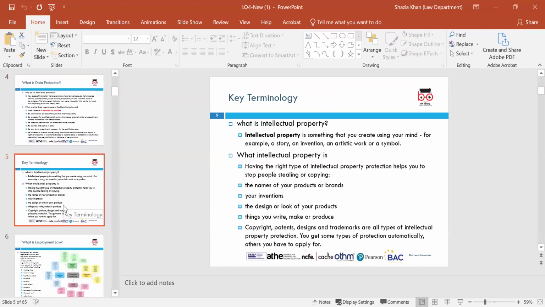So what is intellectual property? It's a key terminology. It's something that you create using your mind, for example, a story, invention, artistic work or symbol. So your name or your product, your invention, your design, it could be anything, which we'll go through in more detail.